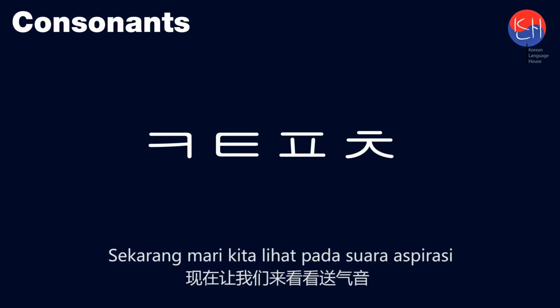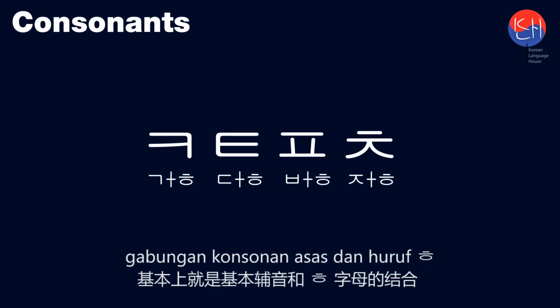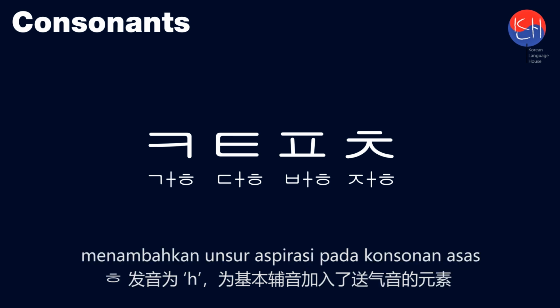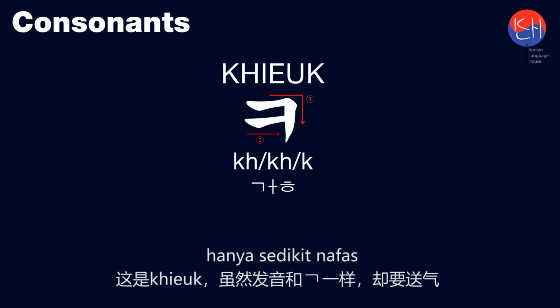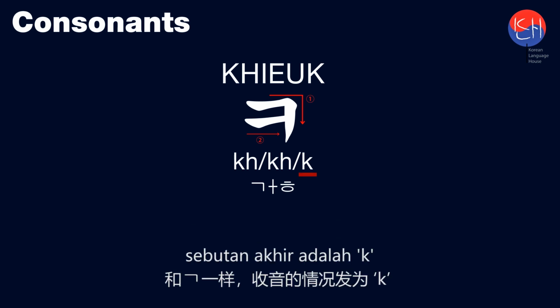Now, let's look at the aspirated consonants. They're basically a combination of the basic consonants and the consonant hit. Hit is pronounced as h, which adds air to the consonants it is combined with, making them airier and stronger. This one is called kiuk. It's an aspirated version of kiok. Ka, ga, ka. Like kiok, it takes on the k sound when it's an ending consonant.